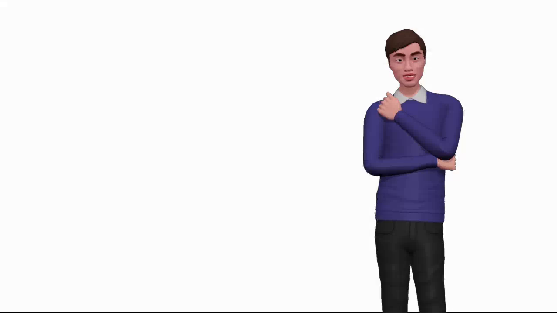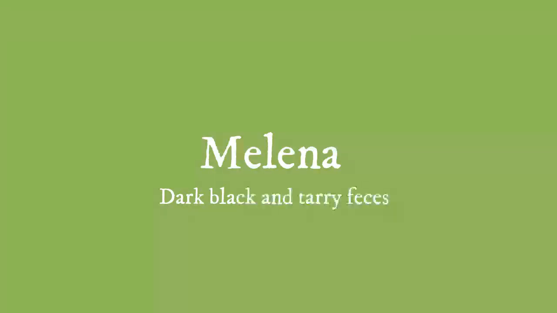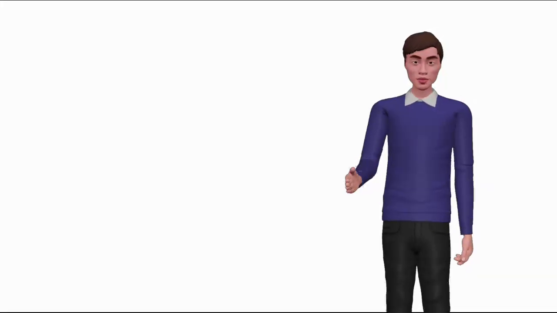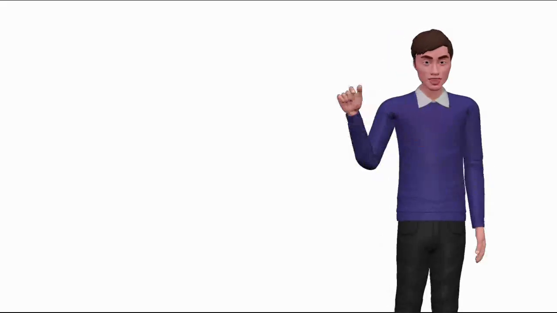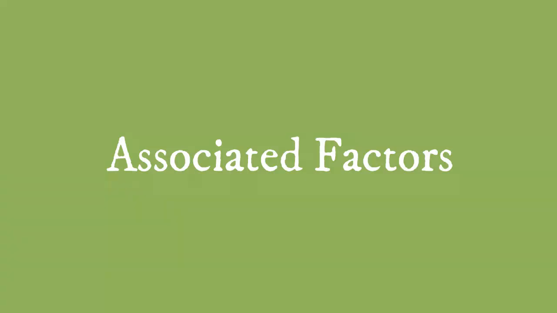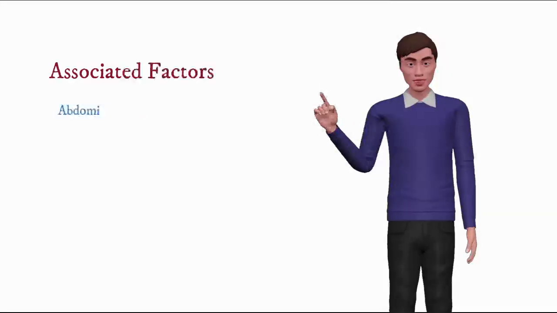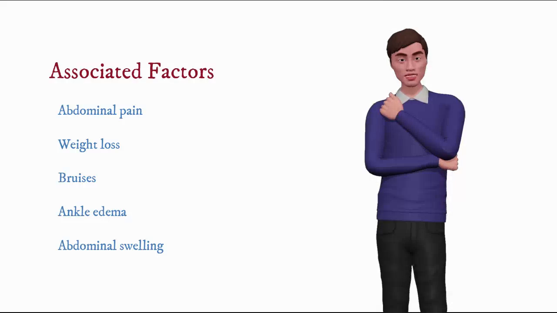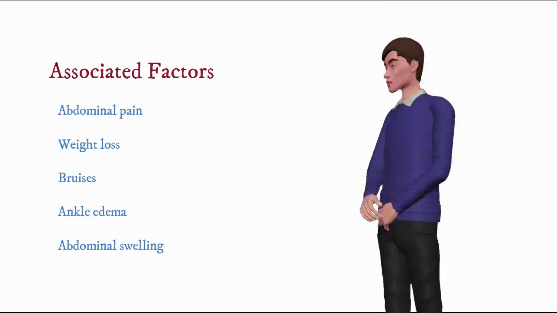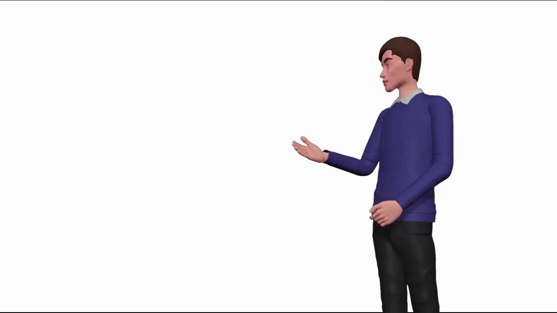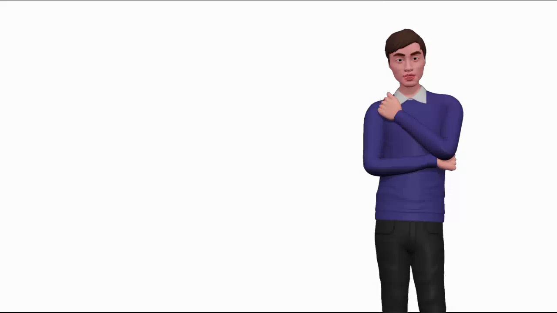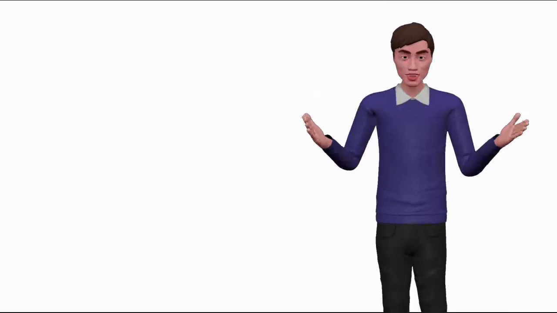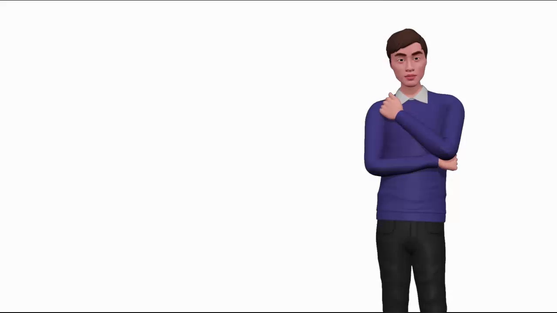Also, it is important to ask about blood clots. The next important question at this stage is to inquire about black loose stools, which favors an upper gastrointestinal bleed. Now in associated factors, ask about abdominal pain, weight loss, bruises, ankle edema, abdominal swelling. Next ask about previous history of jaundice. Till this stage you can decide whether hematemesis is due to cirrhosis or due to some other reason.